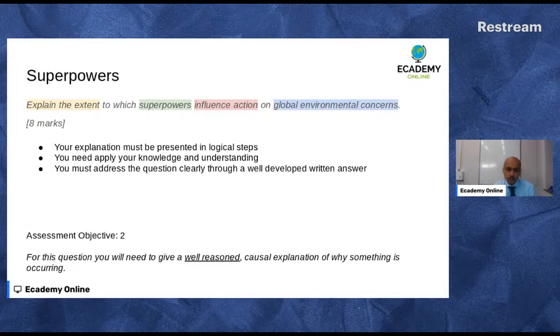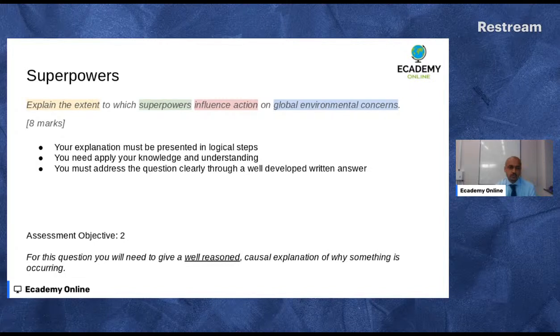So remember that your explanation must be presented in logical steps. You need to apply your knowledge and understanding of the issue, and you must address the question through a well-developed and written answer.